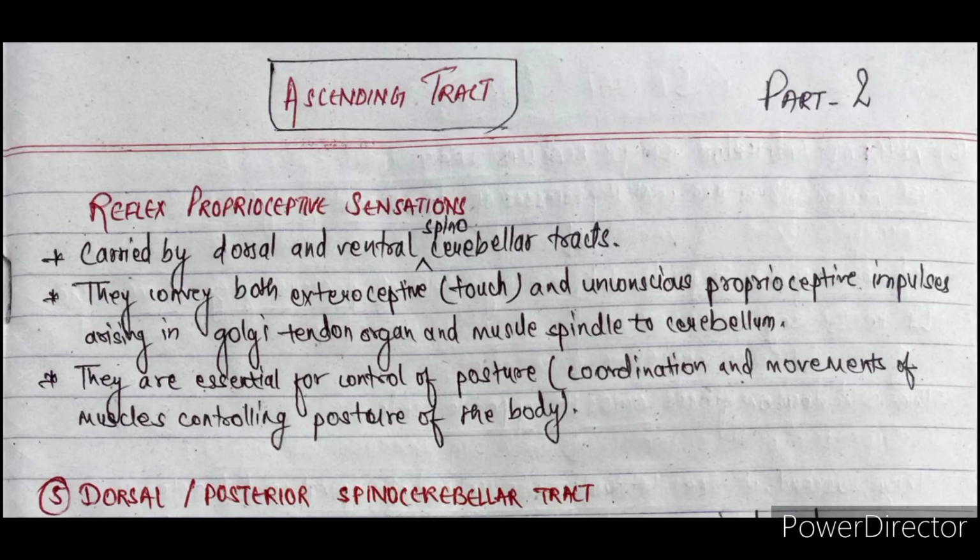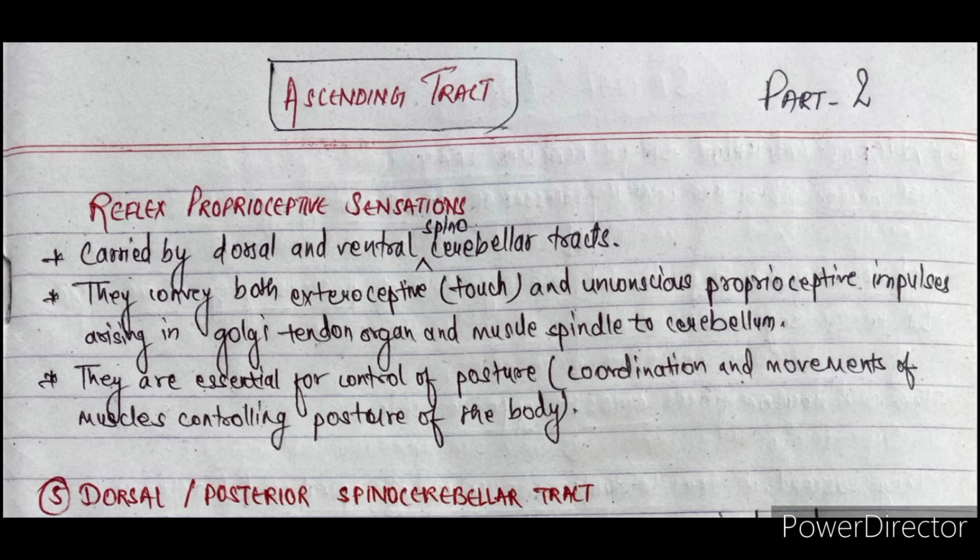Today we will be studying about the remaining tracts of the ascending tract. In the previous video we have already discussed the 4 types of ascending tract. So today we will study about the remaining 4 tracts of the ascending tract. First let us start with the dorsal and ventral spinocerebellar tract.